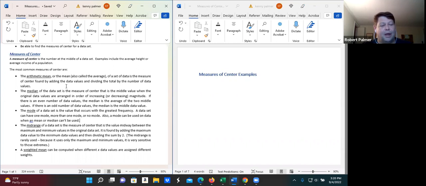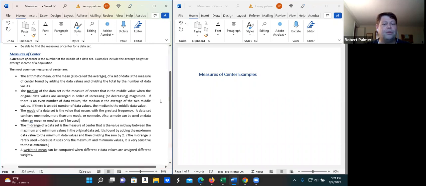Another common one, probably the second most common, is the median. The median of a data set is also a measure of the center of the values. To find the median, you take your data values and put them all in order from least to greatest. Then the median is the number in the middle. So it's not really determined by the actual values of the data so much as by the position in the data. If you have an odd number of data values, it's exactly the number right in the middle. If you have an even number of data values, you average the two middle numbers, and that gives you your median.